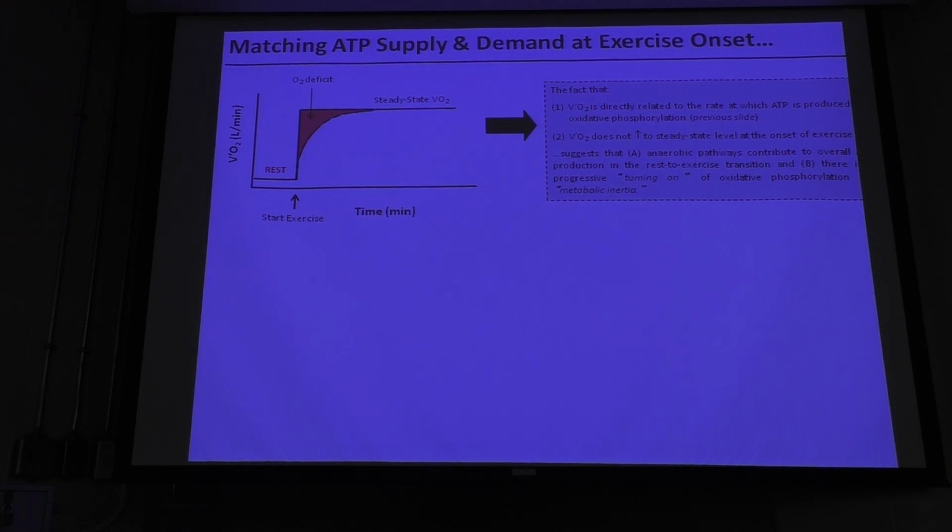And the fact that VO2 does not increase to steady state levels at the onset of exercise certainly suggests that, to your point, which is a very good one, anaerobic pathways must contribute to the overall production of ATP in the rest exercise transition. Because we know we have to match ATP supply to demand. But we've got 3 different ways to do it. We can't do it all through oxidative phosphorylation at the immediate rest exercise transition. And it also suggests that there's a progressive turning on of this oxidative phosphorylation. So there's a bit of an inertia that needs to be overcome.